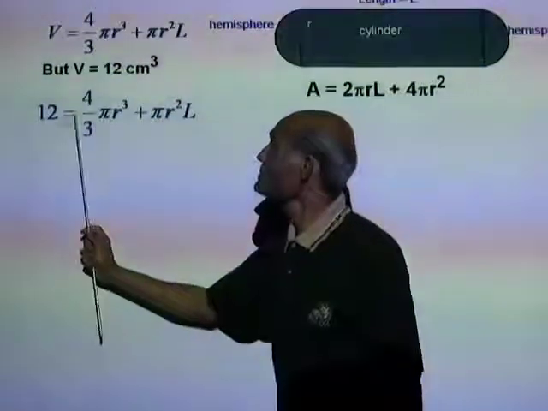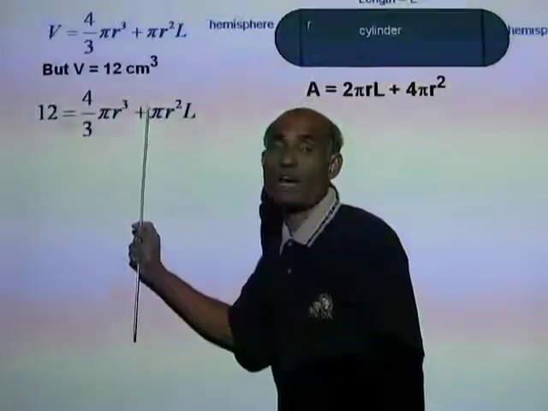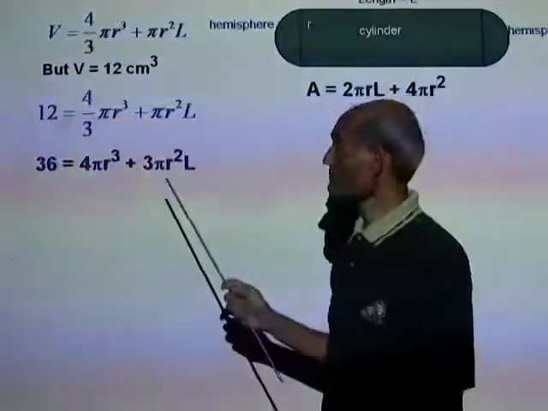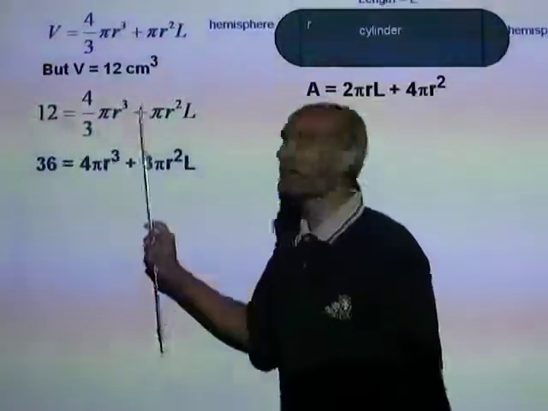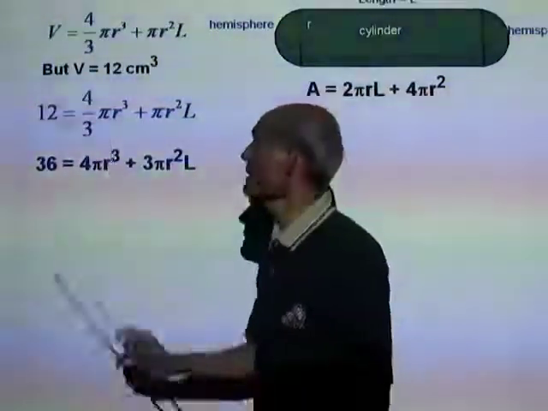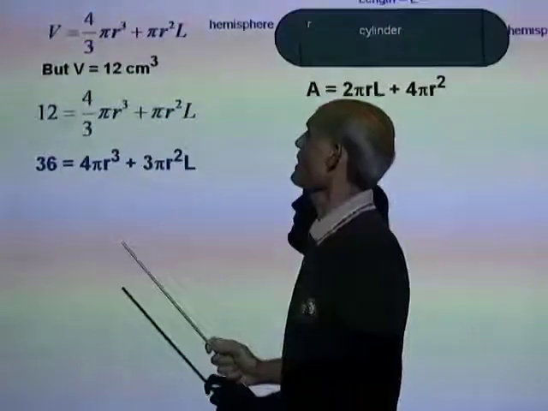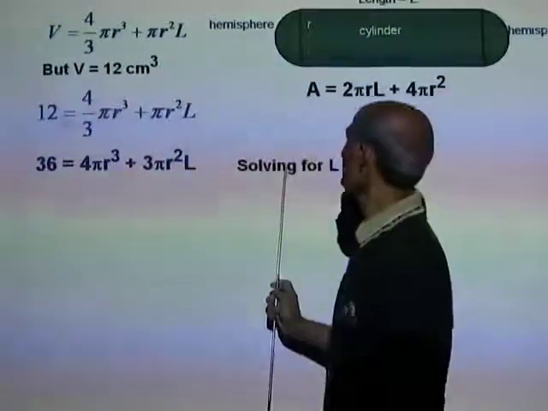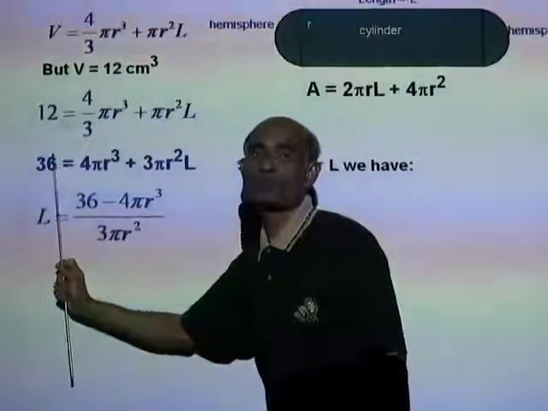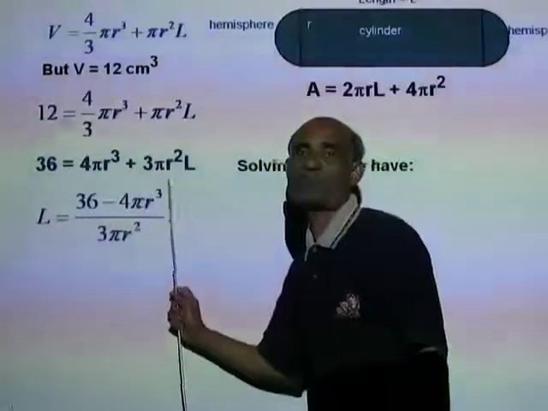And what we need to do is take this term to the other side, 12 minus this quantity, and divide that by pi r squared to get L. Or make it simpler by multiplying each term by 3 to get rid of that 3. So 36 equal to 4 pi r cubed plus 3 pi r squared L. And now solve for L. We take the 4 pi r cubed to the other side, 36 minus 4 pi r cubed, and divide by 3 pi r squared.